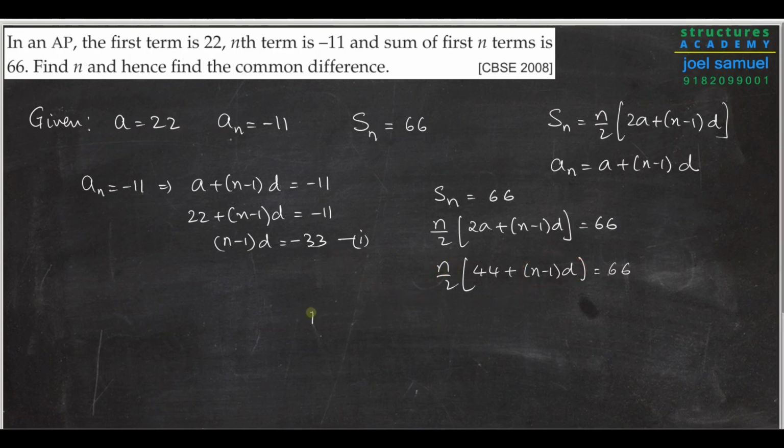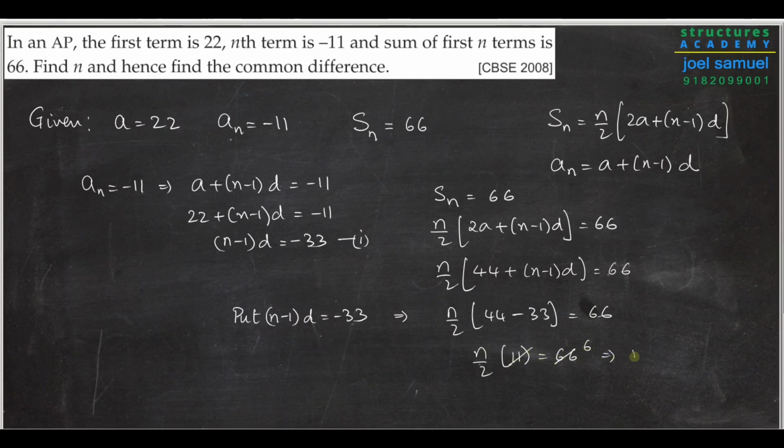So I'll put (n minus 1) times d is equal to minus 33, which implies n by 2 times (44 minus 33) is equal to 66. n by 2 into 11 is equal to 66. So 11 cancels 66 six times, or n is equal to 12.